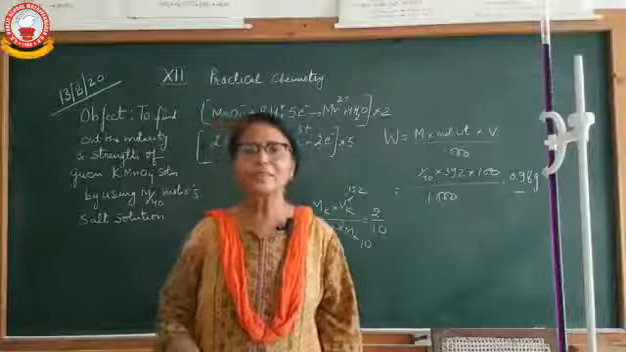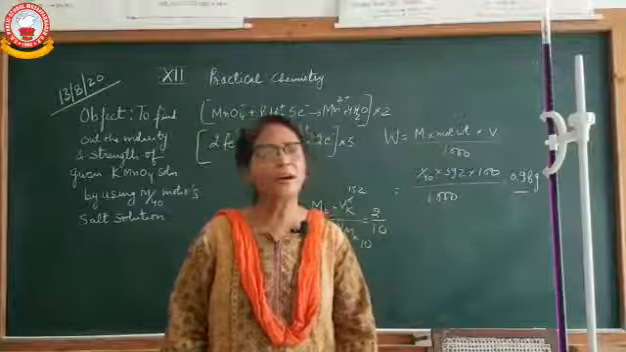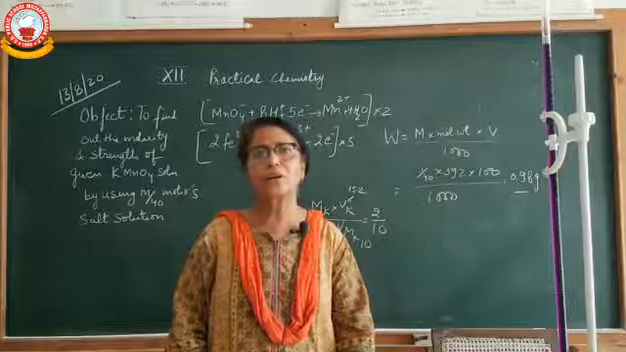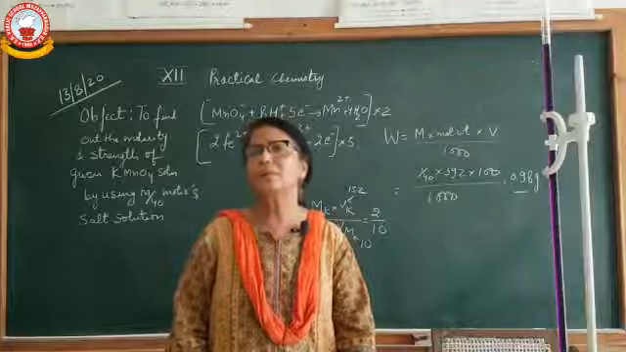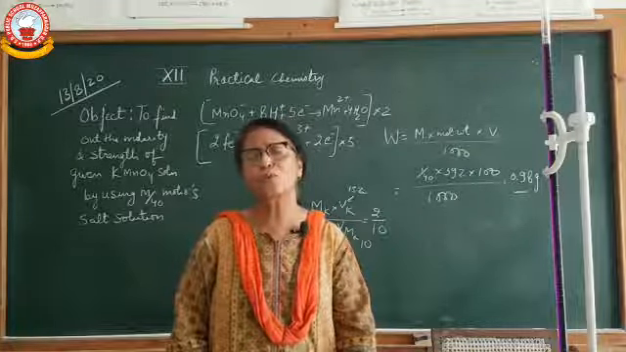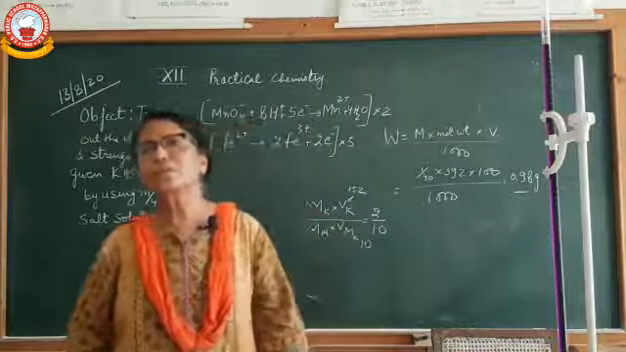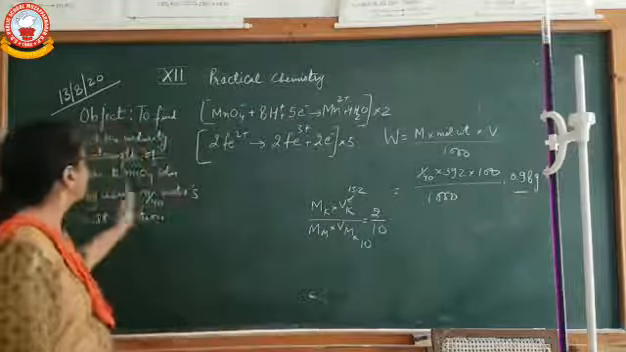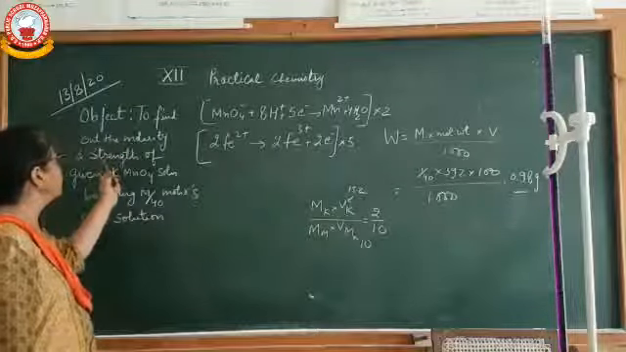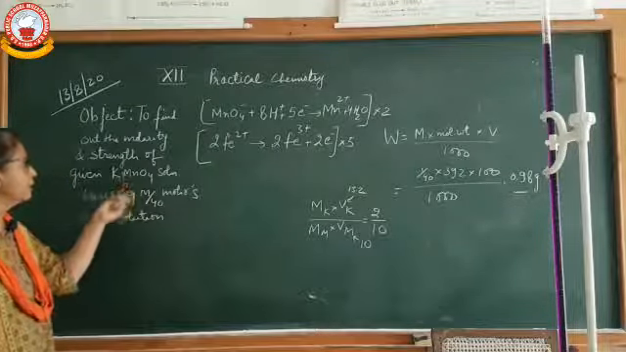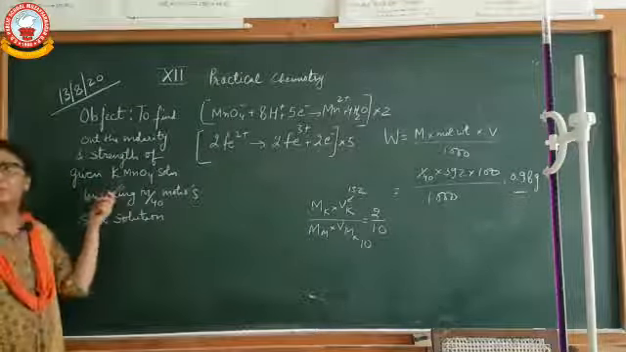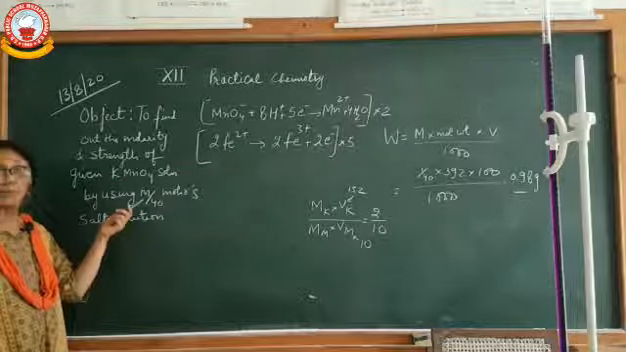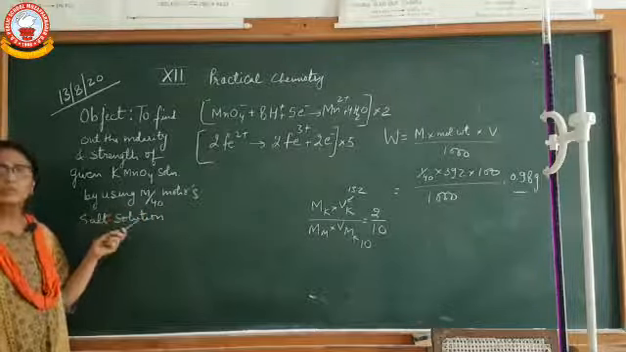Good morning students. Today we will be doing our practicals, and the first one is a volumetric estimation between potassium permanganate and Mohr salt. So children, you will write down your object. Your object is to find out the molarity and strength of given KMnO4 solution by using M/40 Mohr salt solution.